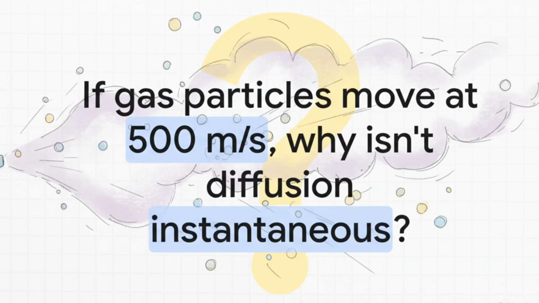So, to leave you with one final thought to puzzle over, we know that gas particles move at insane speeds, something like 500 meters per second. So if that's true, why isn't diffusion instant? Why does it still take a few seconds to smell something from across the room? I'll let you think about that one. Hint, what else is in the air that those particles might be bumping into?